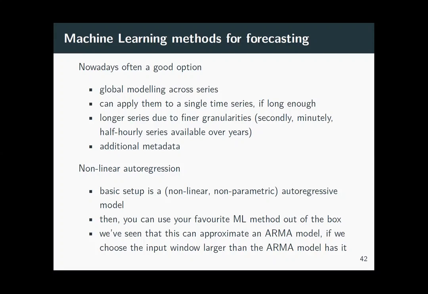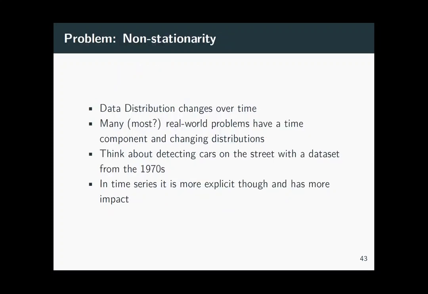And you often have longer series because of the finer granularities. You can have additional metadata. And then I think the basic setup would always be your nonlinear, non-parametric auto-regression. So you just get lags, have an input window, then you can use your favorite machine learning method out of the box. We've seen that can approximate an ARMA model. You just need to choose more lags, and then it should work quite well.